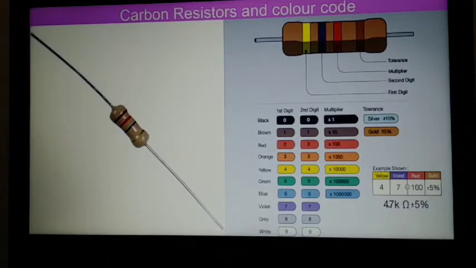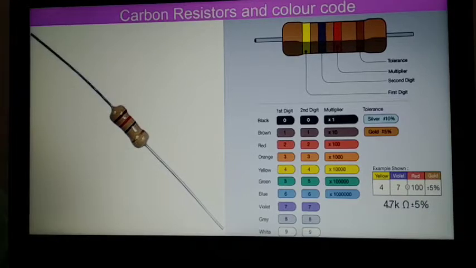Okay, and each color has its own value. See here, you can see one table, and in this table you can find different colors: black, brown, red, orange, yellow, green, blue, violet, gray, and white. So these are the colors which are used for making rings over a carbon resistor.